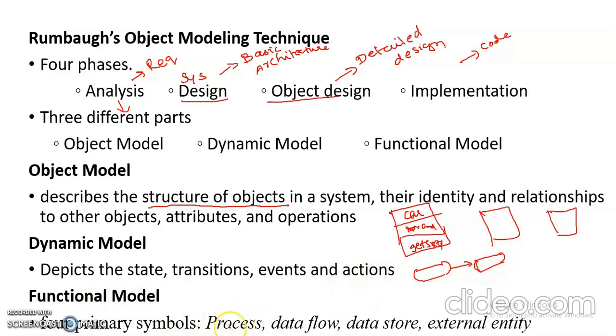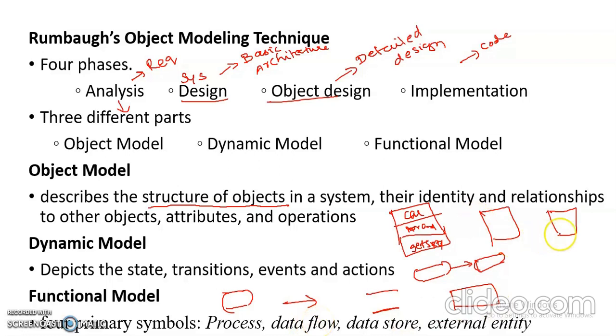And the functional model has four symbols: process, data flow, data store and external entity. The process is represented using an oval. Data flow is represented using an arrow. Data store is just two horizontal lines. External entity is a square.